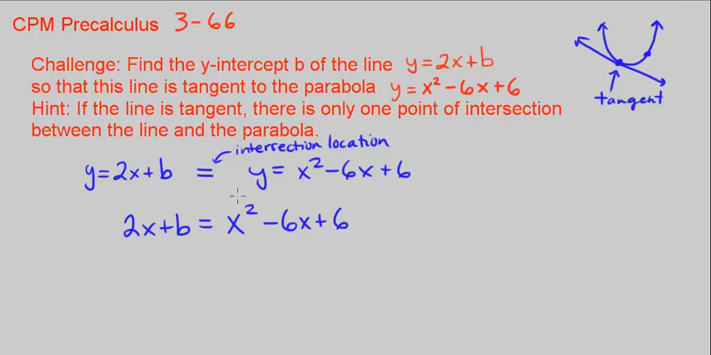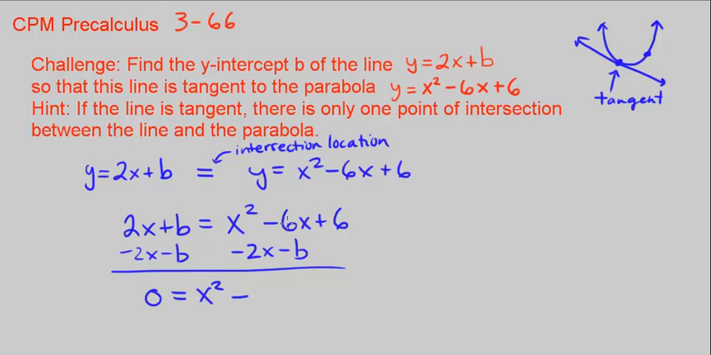Okay, so how do we do this? Well, we've got to solve for x. We're going to use the hint again because it says only one point of intersection. But how do we solve this for x? Well, let's get it equal to 0. So let's subtract 2x and subtract b from both sides. And we're left with 0 equals x squared, negative 6x and negative 2x combine to be negative 8x, plus 6 minus b, right?